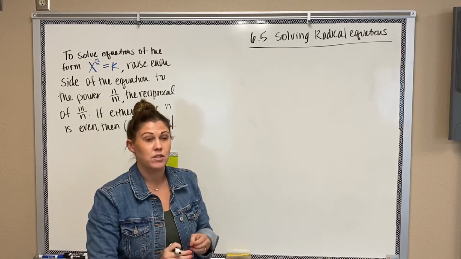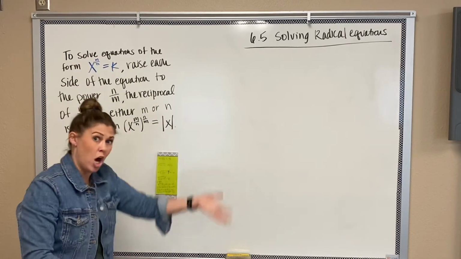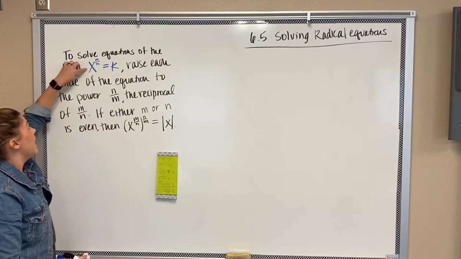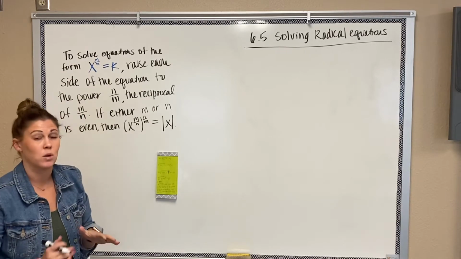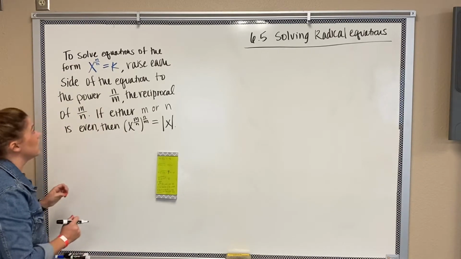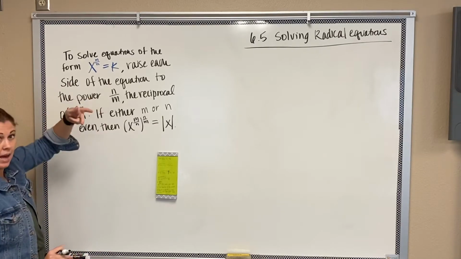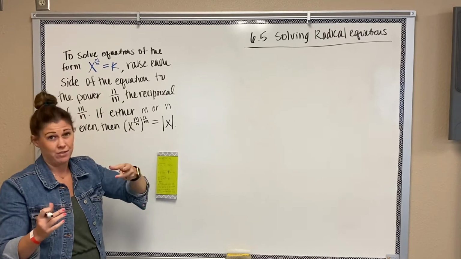Now let's talk about if it's raised to other powers. So now we can ignore this and talk about it. It says to solve equations of the form x to the m over n power is equal to k. So we're going to have not just a square root. Raise each side of the equation to the power of n over m. Basically we're raising each side to the reciprocal of that fraction.